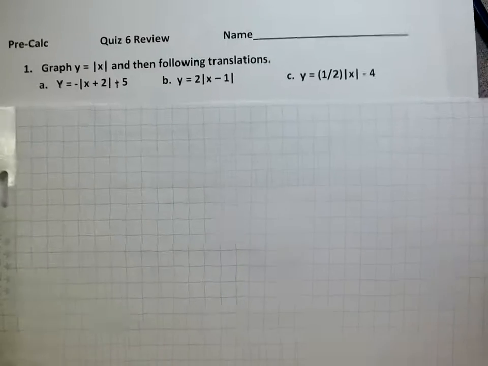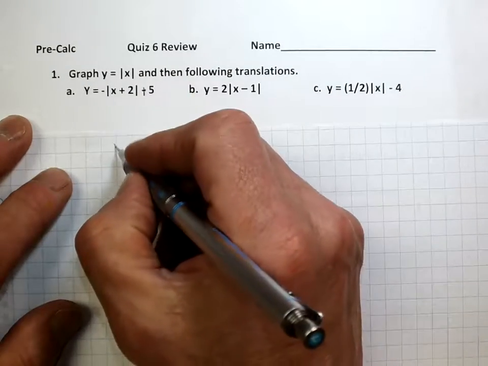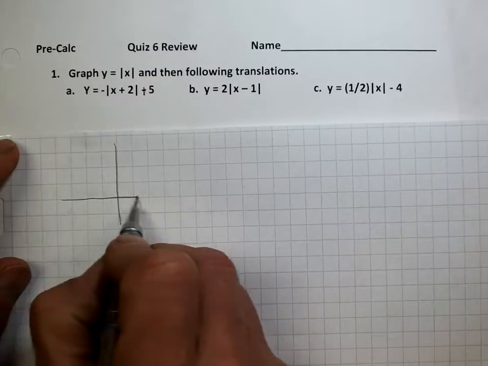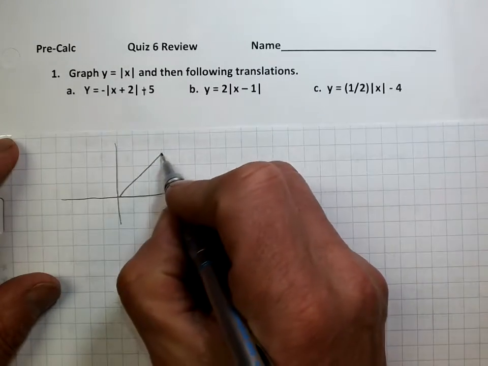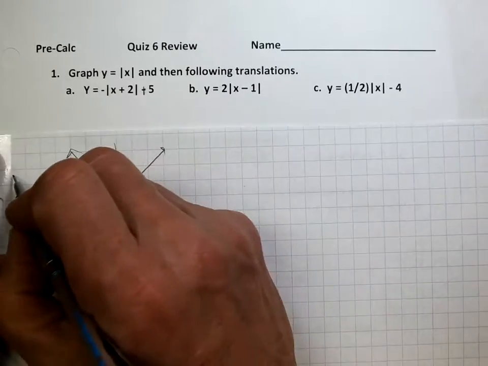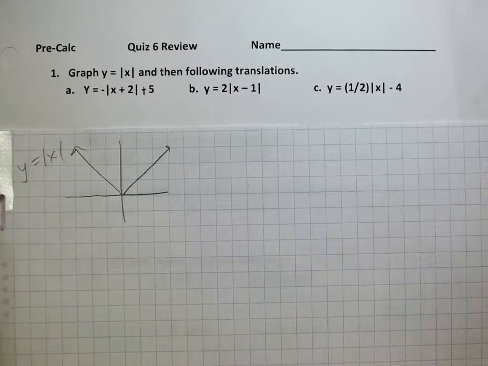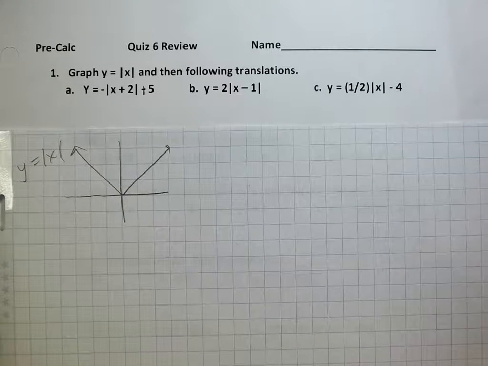Quiz 6 review has to do with functions. So let's take a look at some things. First of all, we've got to know that the plain old absolute value graph, the parent function, looks like this. It's the V, the plain old y equals absolute value of x. If we know that particular graph, then we can move it around and put it where it belongs.